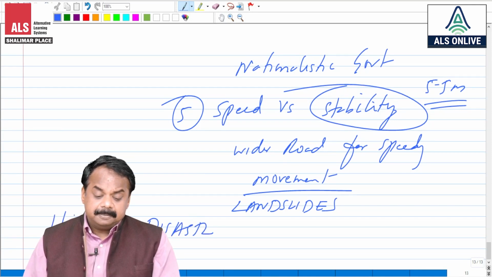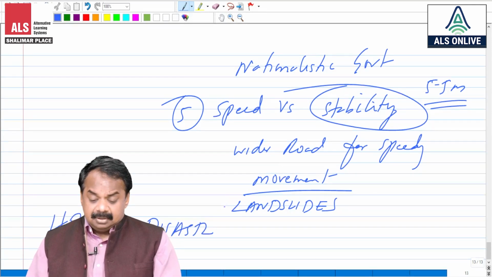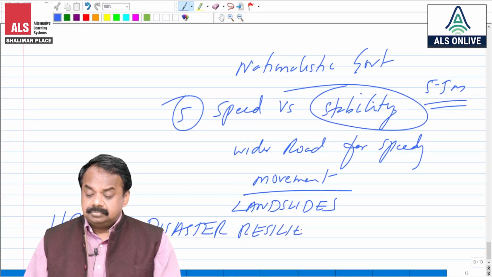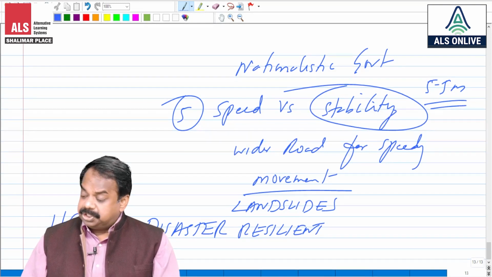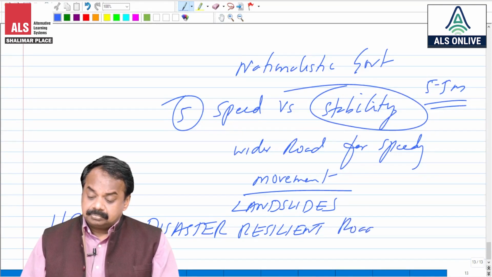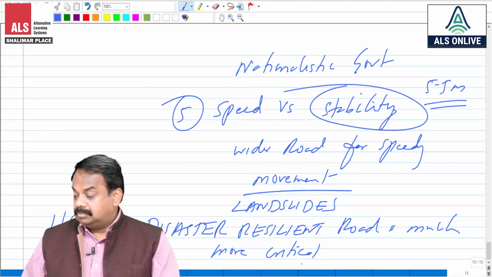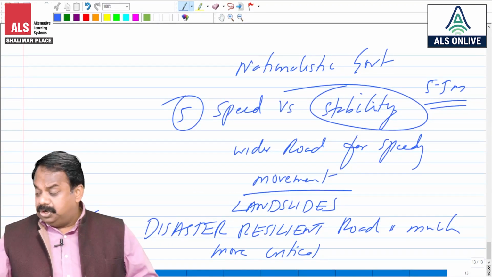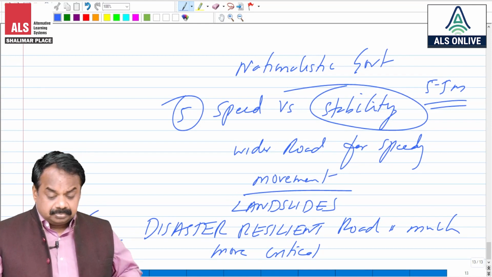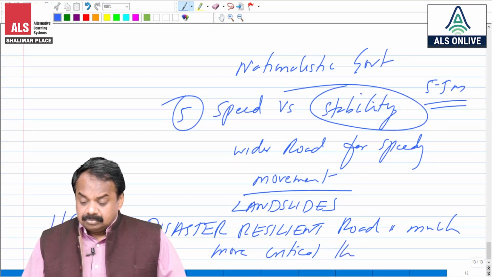According to HPC, high power committee, a disaster resilient road is much more critical than a wider road which is prone to frequent blockades.